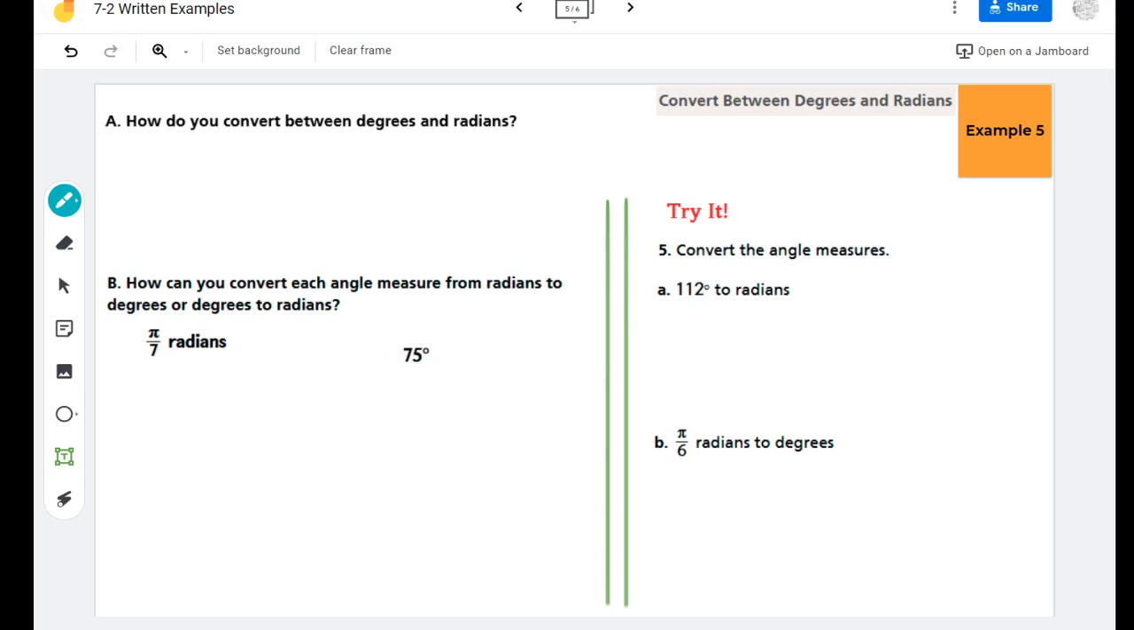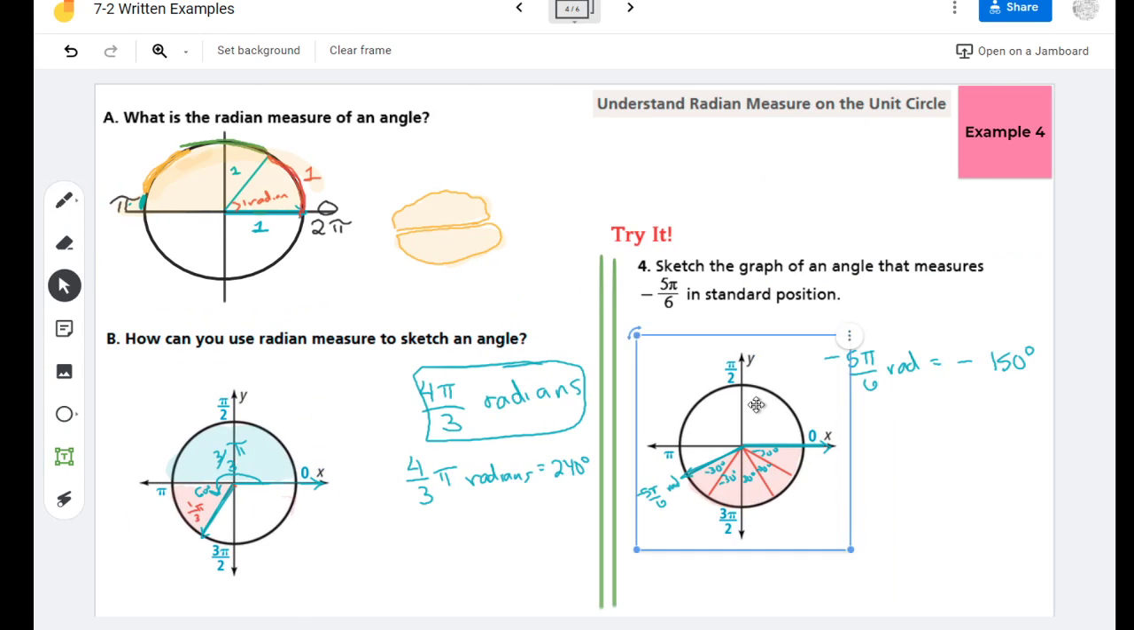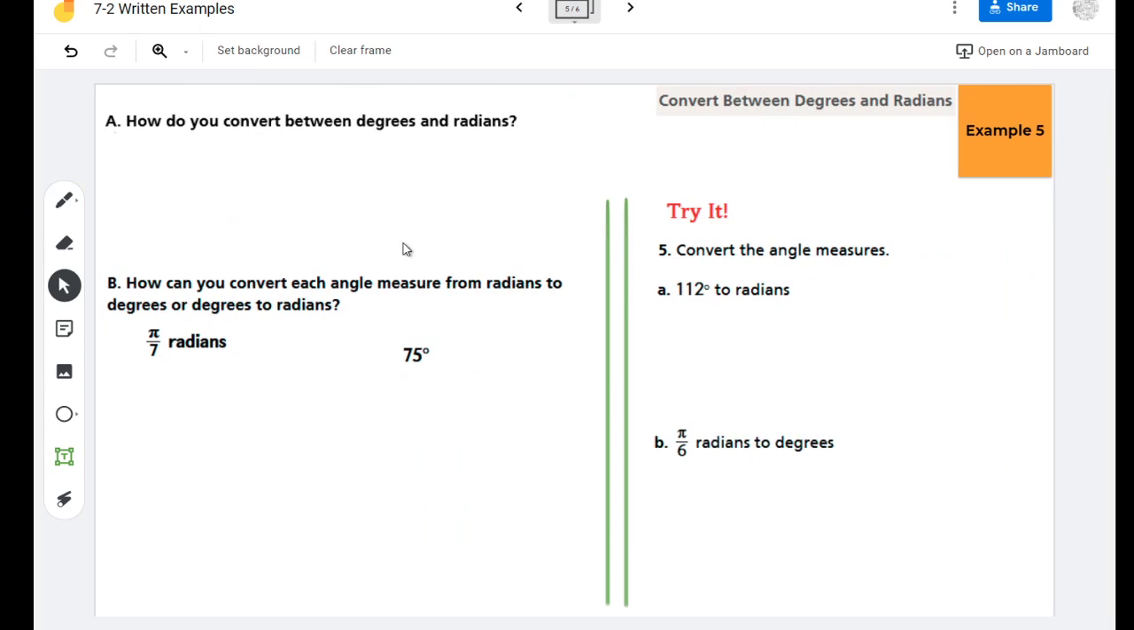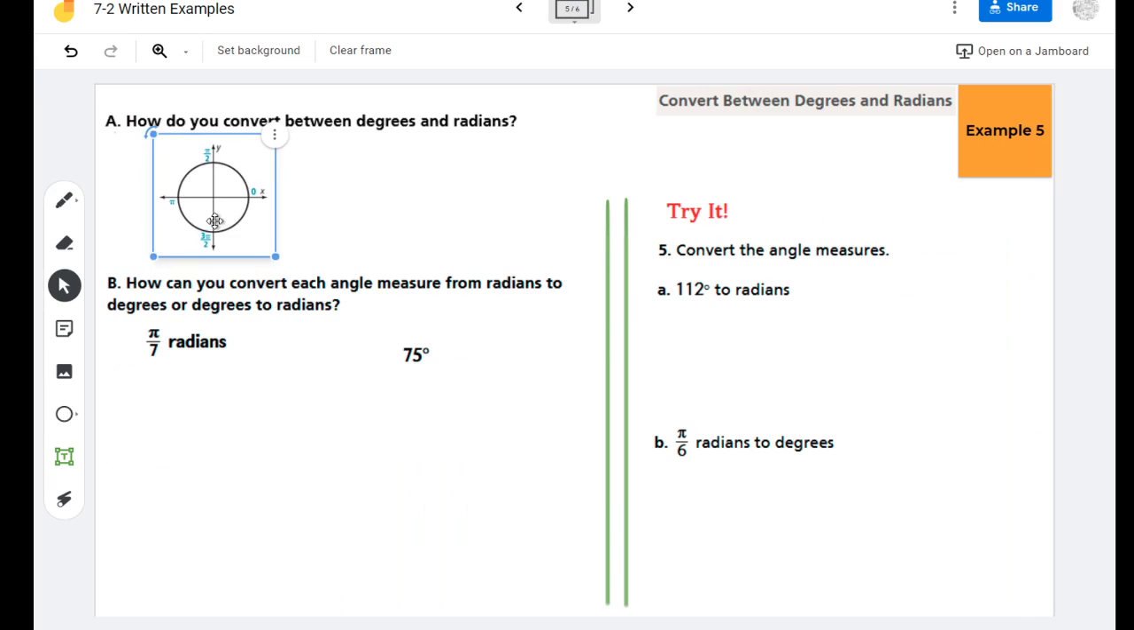In today's video, we are covering example 5 from section 7-2 in the SavvasRealize Algebra 2 textbook. The goal of today's video is to convert between degrees and radians. I'm actually going to go back and borrow a little graphic. I kind of covered this a little bit in example 4. I'm going to cover it a little more formally here in example 5.